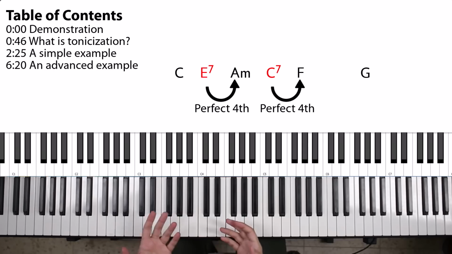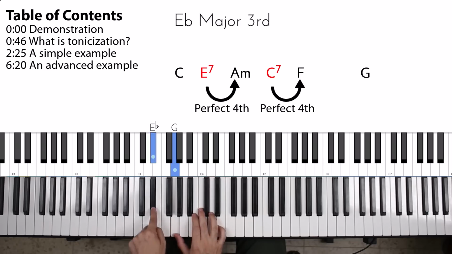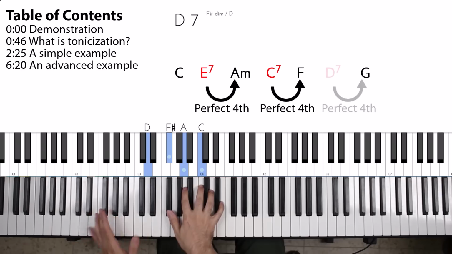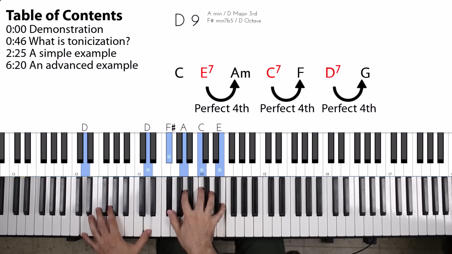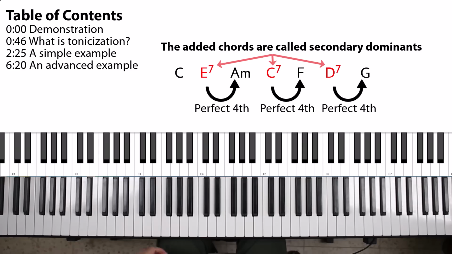And finally, we can also add a secondary dominant to the G major. So G, down a perfect fourth, 1, 2, 3, 4, 5. So that would be preceding it with a D dominant 7. And I can even make it a D dominant 9. And now the full chord progression will sound like this.